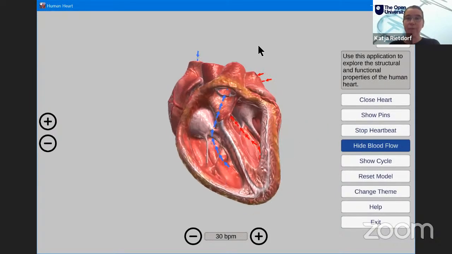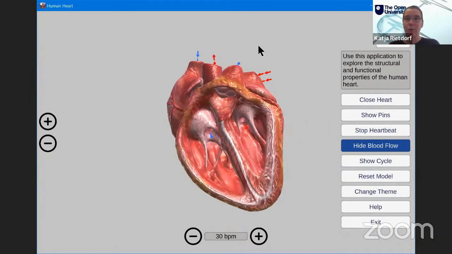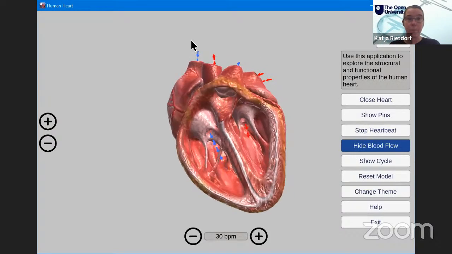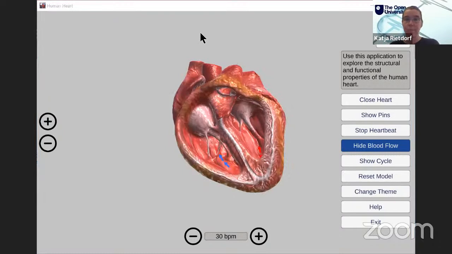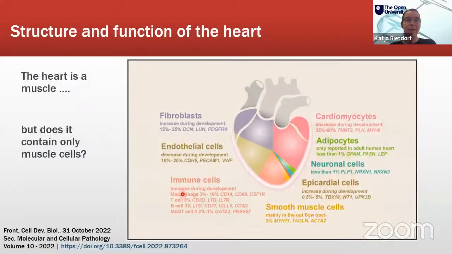So after you've seen how the heart contracts and works, I'm going to go back to our presentation. And ask the question, you've seen that the heart is a muscle, it's contracting regularly throughout your whole lifetime. So does it only contain muscle cells? And we call the muscle cells of the heart cardiomyocytes. And there's two answers to it.